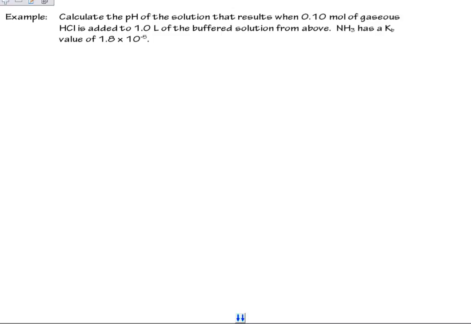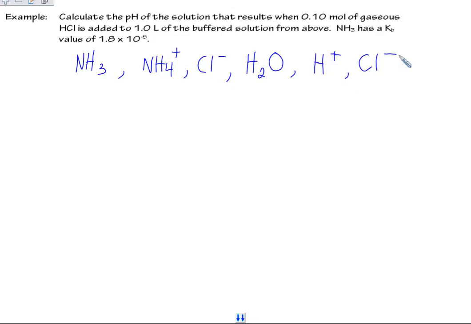original buffered solution. Sometimes I like to think about what all is in this solution. The original buffer has the NH3, the ammonia. It had the ammonium chloride, which will be ammonium ions and chlorine ions. There's always water in any solution. And now we're going to add some HCl, strong acid. So there'll be some hydrogen ions and some chlorine ions.